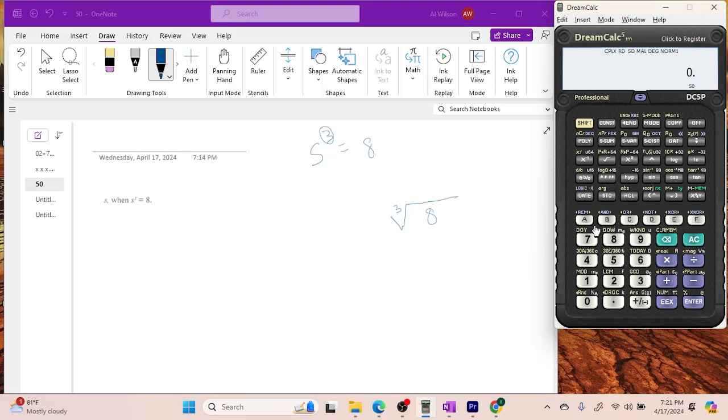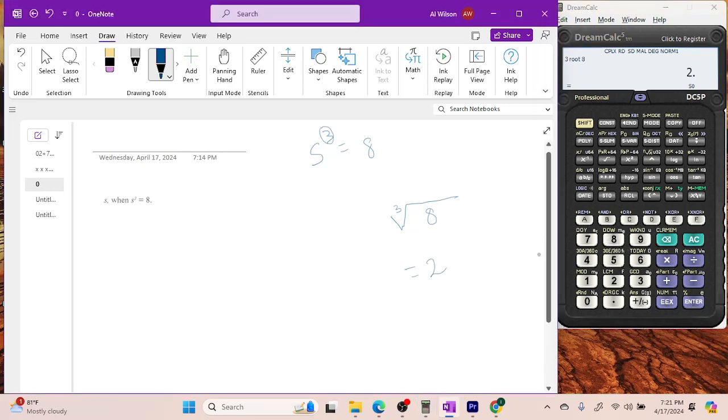So let me see if I can remember how I do this. I'm going to press shift, and you notice here I have n and then the square root symbol. I'm going to tap that. I have to press 3 first, so 3, shift. So this is the cube root of 8, which equals 2. So the answer here is s is equal to 2.